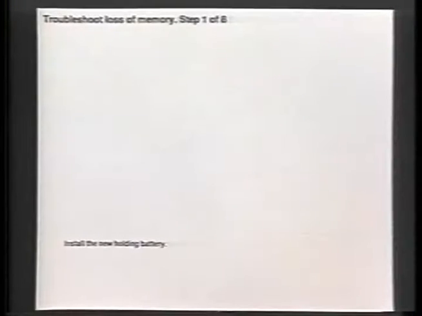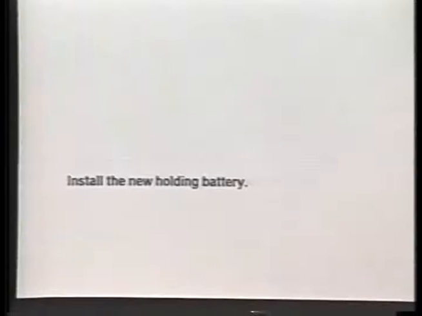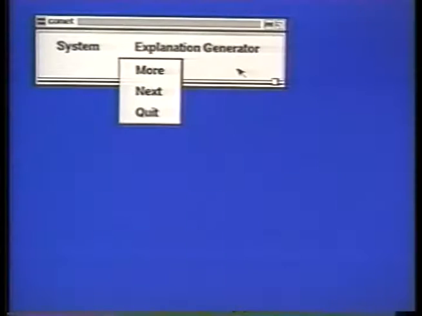The first step is to install a new holding battery, whose job it is to maintain the stored frequency. The text is generated by the explanation component. Graphics are not shown for this first step since it is a high-level abstract step containing many complex sub-actions. The user can ask for a detailed explanation of the step by pressing the More button.